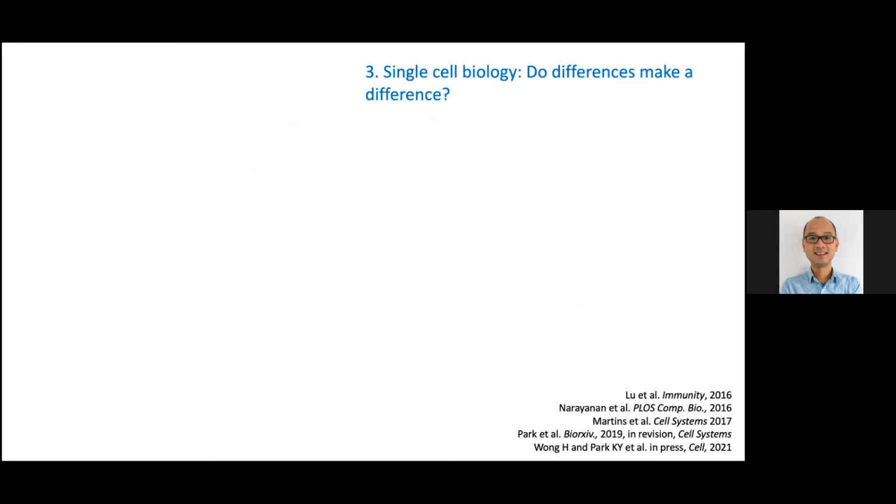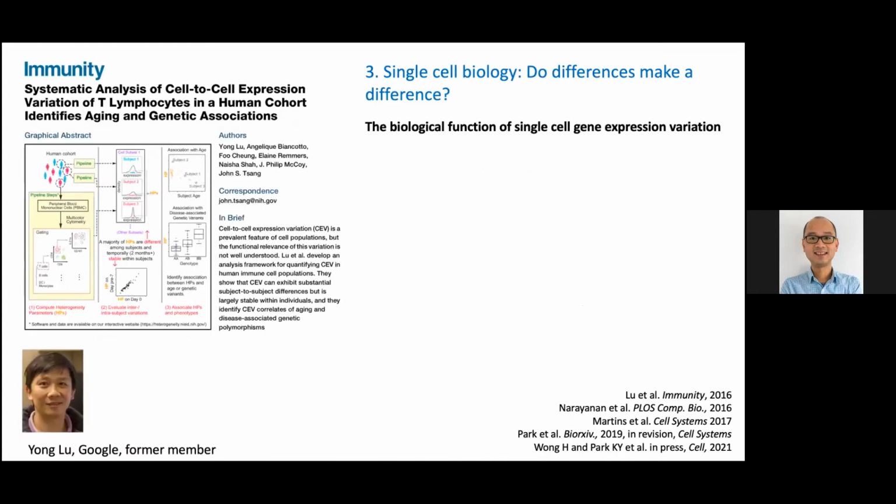And the third area we work on is the more bottom-up kind, specifically in single cell biology, with a focus on understanding the biological function of cell-to-cell variations. So as mentioned, I won't go into the details in this talk, but I'll highlight a few examples here. In case you're interested, you're welcome to look at some of the papers, or please send me an email.